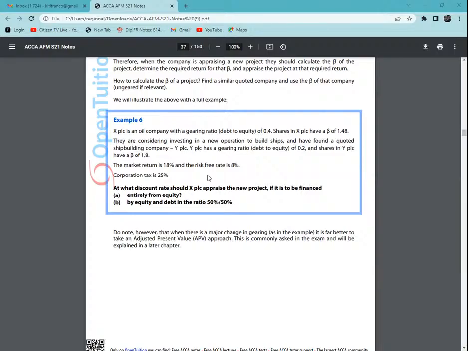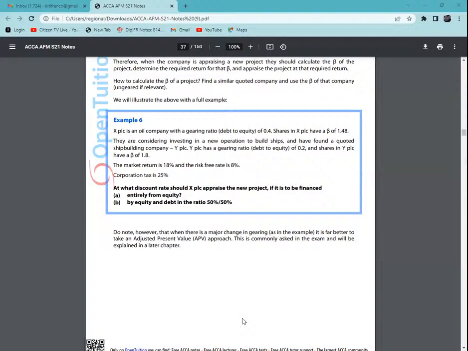So, ladies and gentlemen, in such a question, when I see them giving me the market return and the risk-free rate of return, what do you think should come to our mind? What should we have at the back of our mind, ringing? Somebody there? When I see market return and risk-free, CAPM. Thank you, CAPM. Yes. Thank you so much.